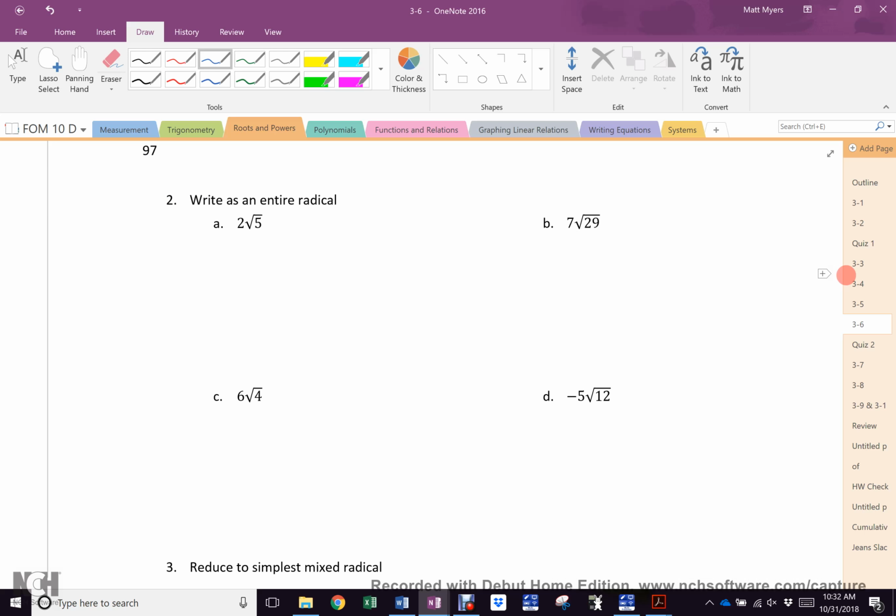Now, what's different in number 2 on page 97? It's already simplified. So we're going to go the other way. If there is a single 2 out here, then how many 2's had to be under there? 2. What's 5 times 2 times 2? Root 20. Done. If there's a single 7 out there, what had to be under there? 2 7's.